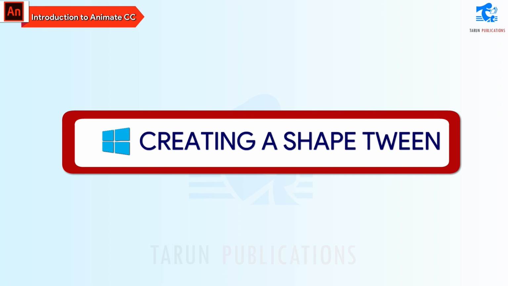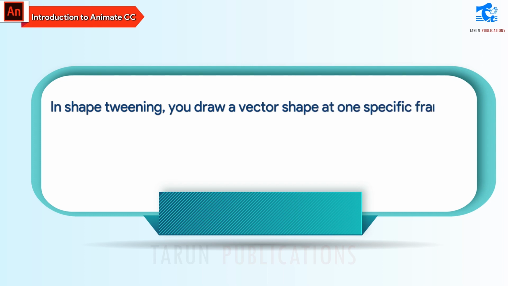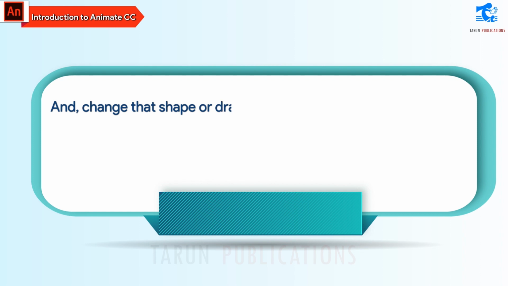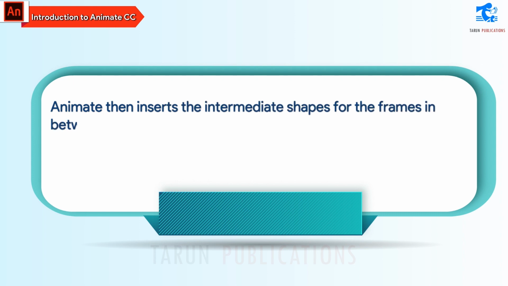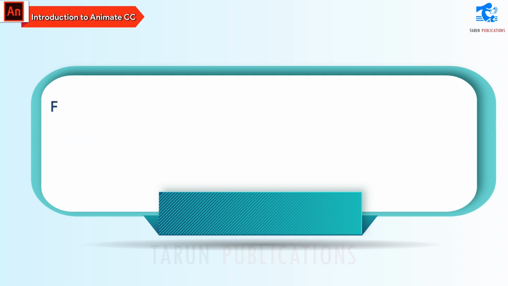Creating a shape tween. In shape tweening, you draw a vector shape at one specific frame in the timeline, and change that shape or draw another shape at another specific frame. Animate then inserts the intermediate shapes for the frames in between, and creates the animation of one shape morphing into another. Follow these steps to create a shape tween.